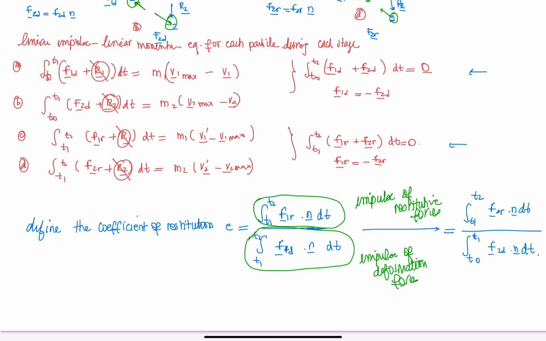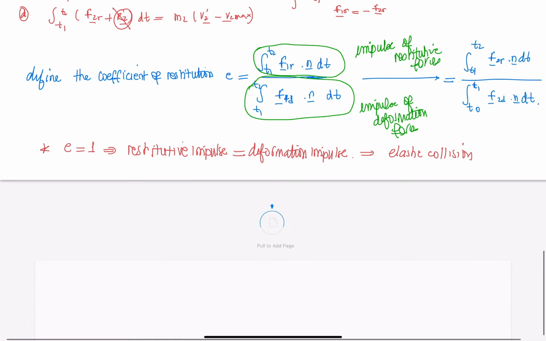If E equals 1, what does that mean? If E equals 1, this means that the restitutive force is equal to the deformation force. The restitutive impulse is equal to the deformation impulse. So basically what's happening here is that whatever we've deformed, we've restored. This is by definition what we define to be an elastic collision. All the deformation is restored.